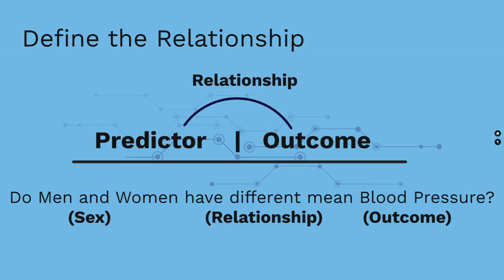So now add to your question the relationship. For example here, do men and women have different mean blood pressure? The predictor here is sex. The relationship is we are looking for a difference between them, and the outcome is blood pressure.